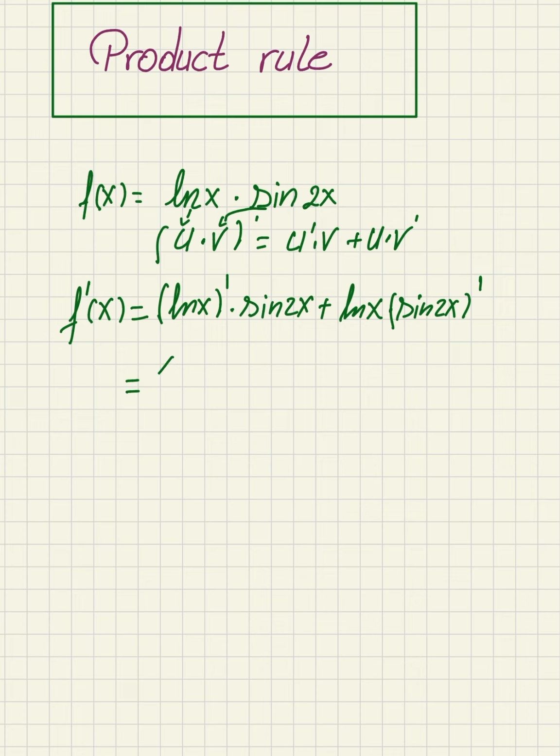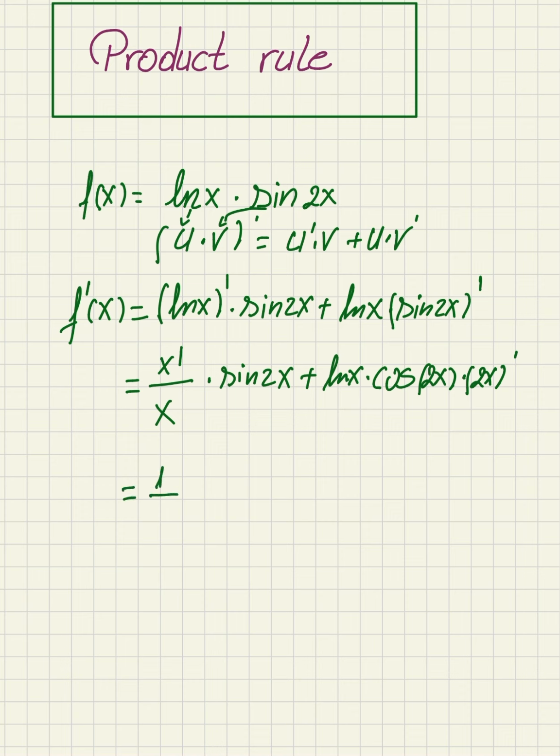Which means that ln of x in the derivative is x prime over x times the sinus of 2x plus ln of x times the derivative of sinus, which is cosinus of 2x, times 2x in the derivative using the chain rule. So you have 1 over x, the sinus of 2x, plus the derivative of 2x, which is just 2. We put it in front of ln of x times the cosinus of 2x.